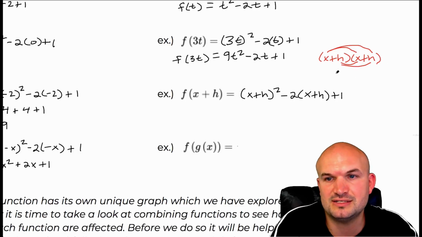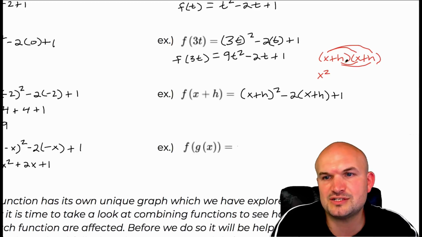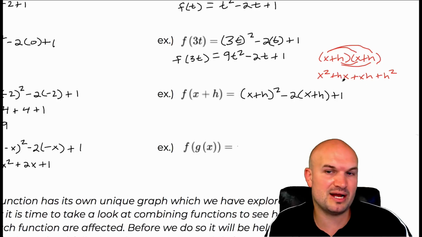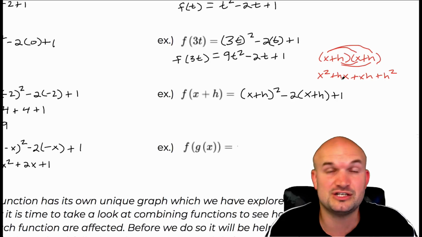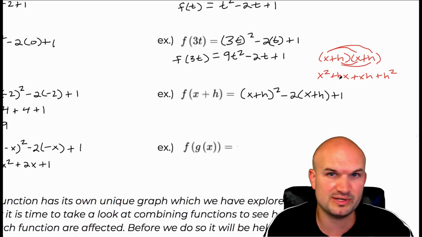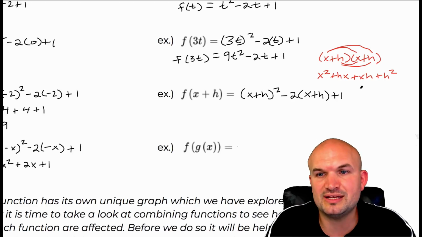So x times x is, let's write it down below, x squared. h times x is hx. x times h is going to be xh, and then h times h is h squared. Now the important thing is, remember, it doesn't matter, by the commutative property, x times h or h times x, you can just rearrange them. 3 times 4 is 4 times 3. So we can combine these, and so therefore I have 2 of them.